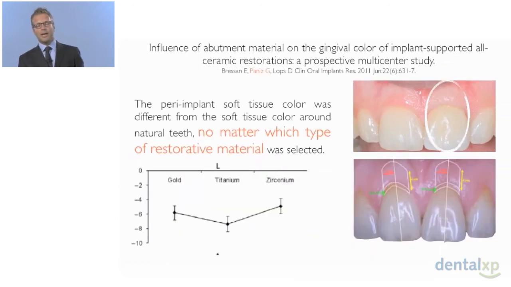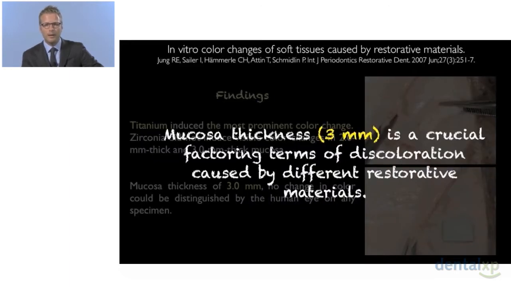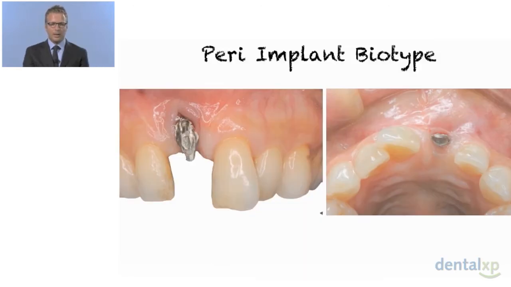There is a nice article published by Dr. Panitz at the University of Padua that explained the concept very well. No matter which material we are using underneath the tissue of our implant-supported restoration, we are always going to have a discoloration induced by the gold, the titanium, or the zirconia material. So what really matters is the thickness of our mucosa. Mucosa thickness is in fact a crucial factor in terms of discoloration caused by different restorative materials, as we have seen in that publication. So that's why we need to focus on the term peri-implant biotype.